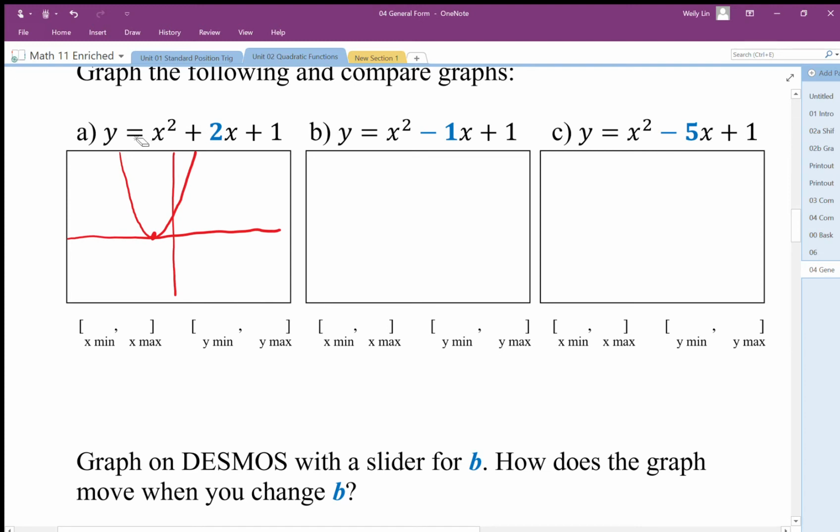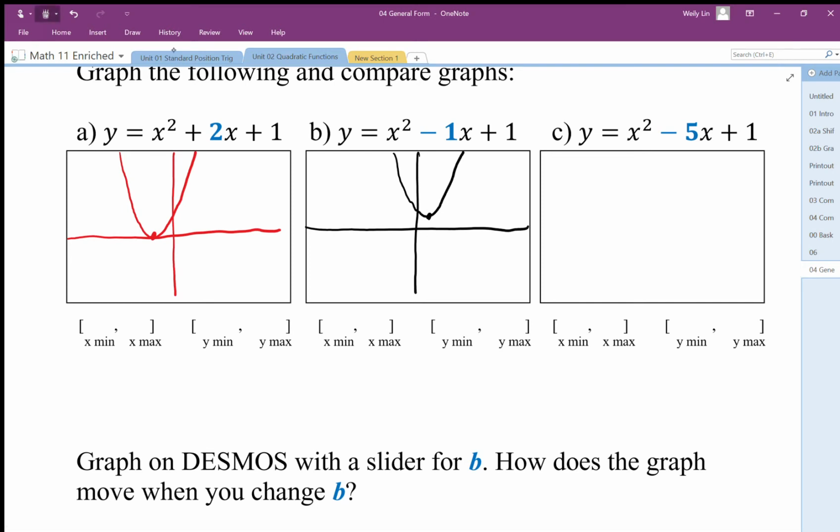And notice that the parabola is facing up. It's got a y-intercept of 1. If we actually graph the other one here, okay, this one here, it's going to open up. It's going to have a y-intercept of 1 in this case, so the vertex is now somewhere over here.